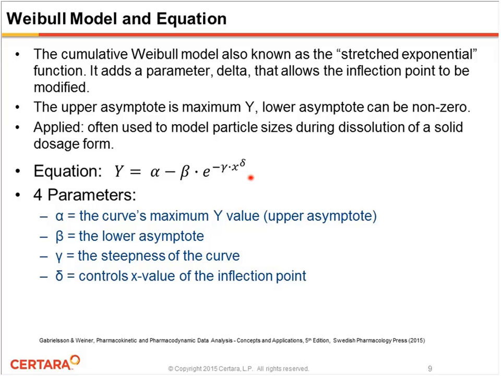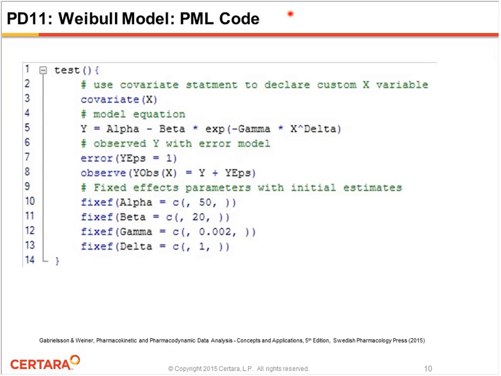The Weibull model equation is presented here, parameterized by alpha, the upper asymptote or maximum y value, beta, the lower asymptote, gamma, the steepness of the curve, and then delta controls the x value of the inflection point. Okay. Here we have the Weibull model in PML code, where the model equation has been updated accordingly.